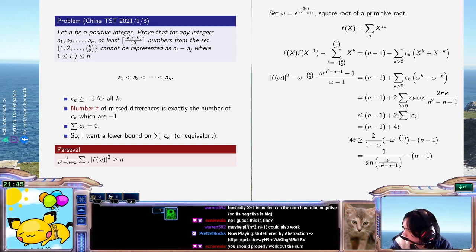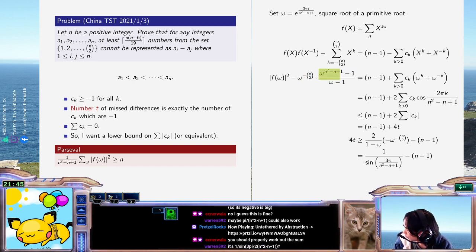You should properly work out this sum. I mean, this is what it's exactly equal to, right? Because it's a geometric series. And, I mean, going from here to here is fine. I'm not worried about that part. I'm worried about the part where we claim this is like 1 over sine, because I have no idea what it equals.